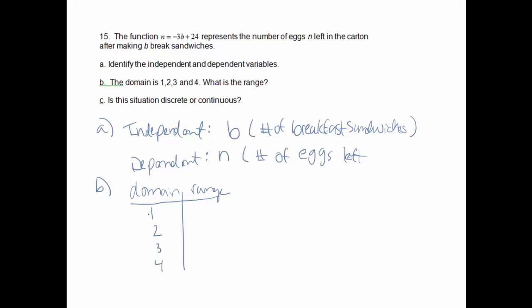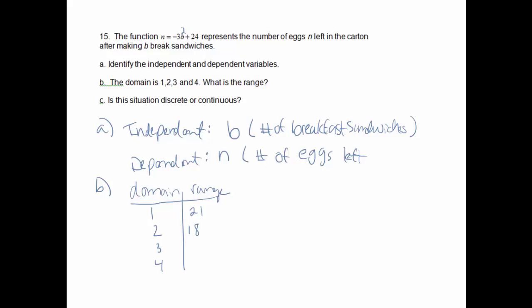So basically this is saying if I make one breakfast sandwich, how many eggs am I going to have left in the carton? So if I put 1 right in here, negative 3 times 1 is negative 3 plus 24 is 21. Now what if I made 2 sandwiches? I'm going to plug 2 in there. Negative 3 times 2 is negative 6. Negative 6 plus 24 is 18.